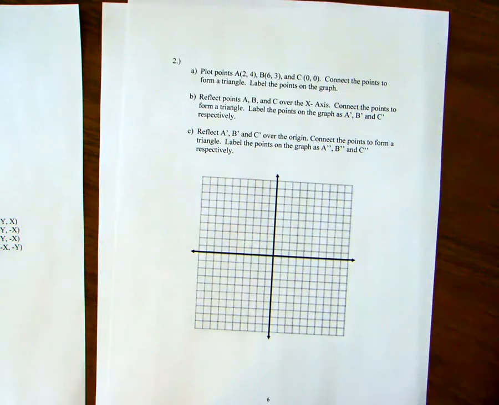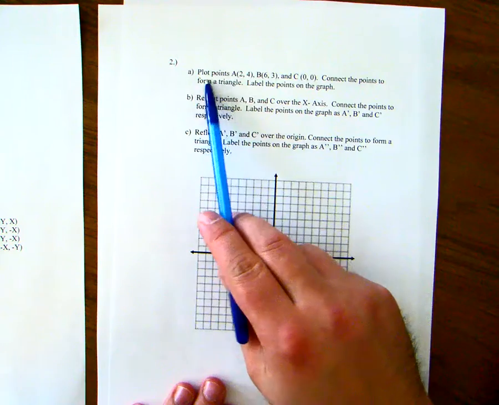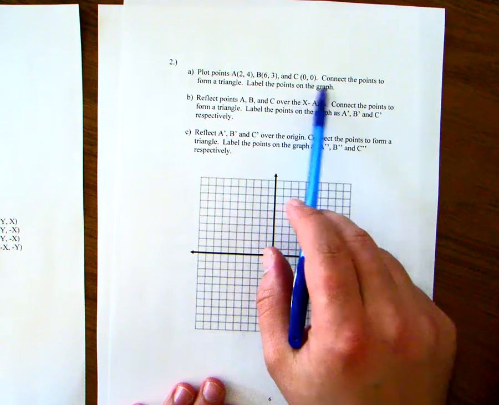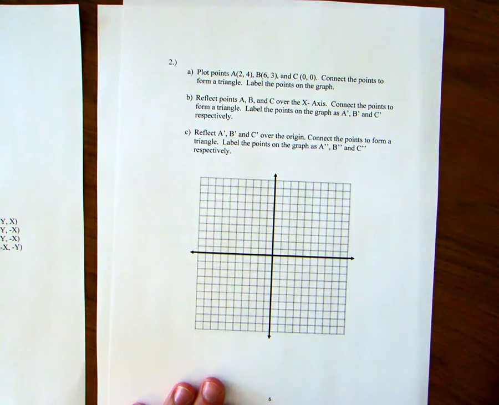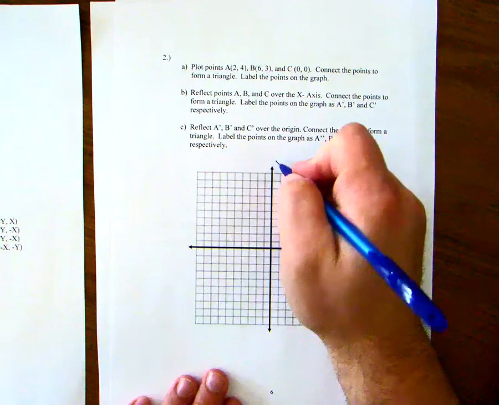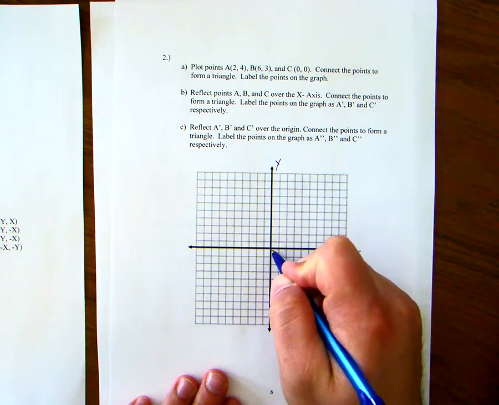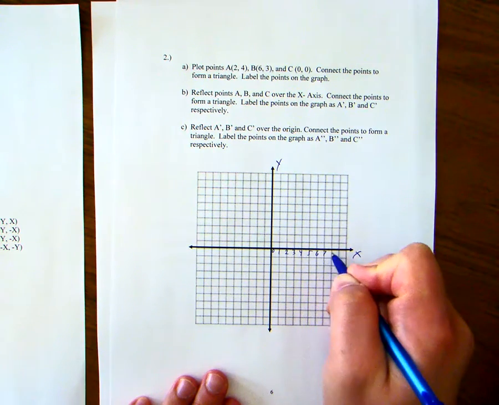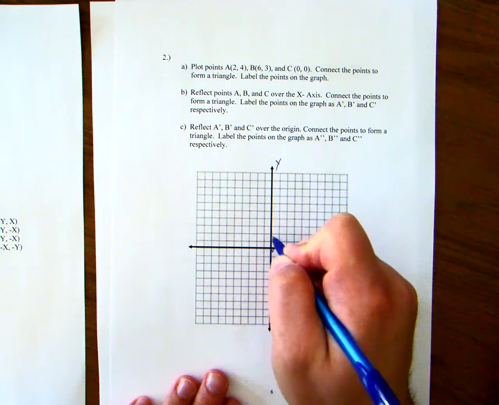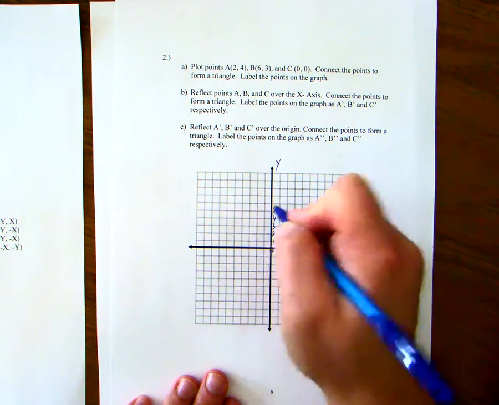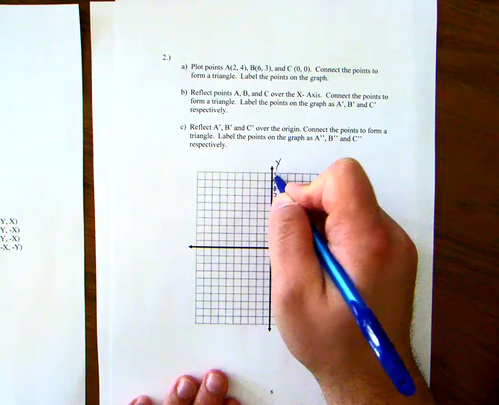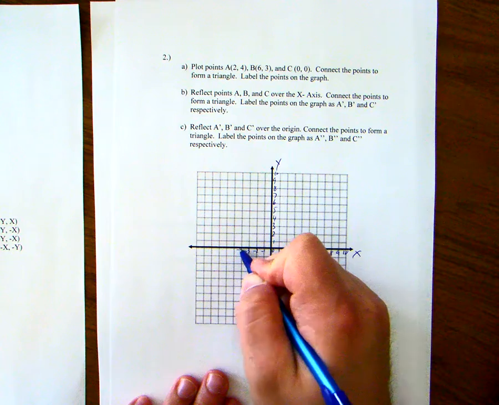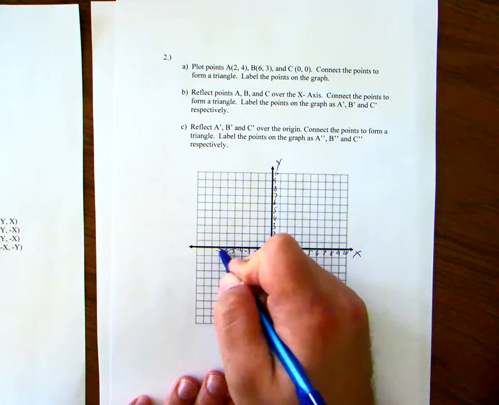Two. Part A. Plot points A (2, 4), B (6, 3), and C (0, 0). Connect the points to form the triangle. Label the points on the graph. So this is my y-axis, x-axis. It's my 0, 1, 2, 3, 4, 5, 6, 7, 8, 9, 10. I'm going to label them because when I do this, it's going to make it a whole bunch easier when I graph it. I don't want to have this unlabeled because I could screw up when graphing a point and it'll screw up everything.